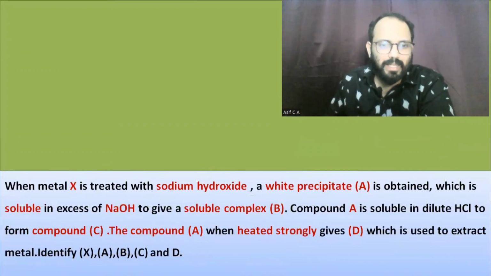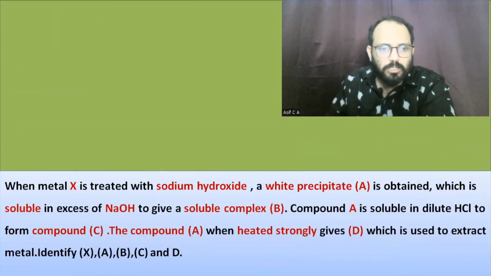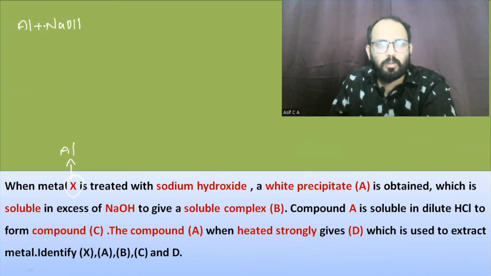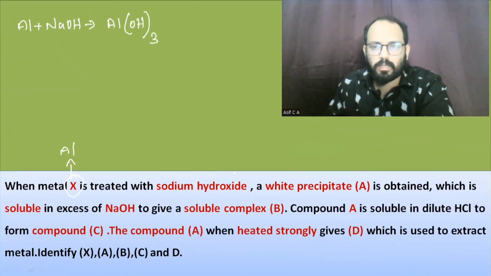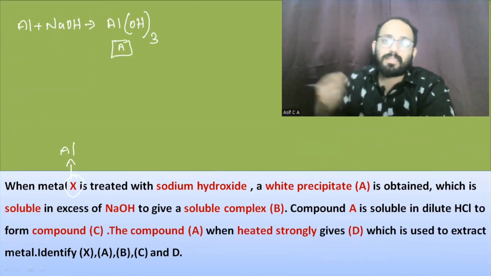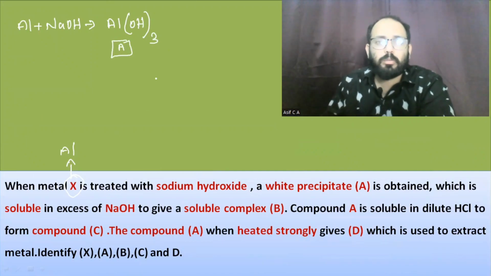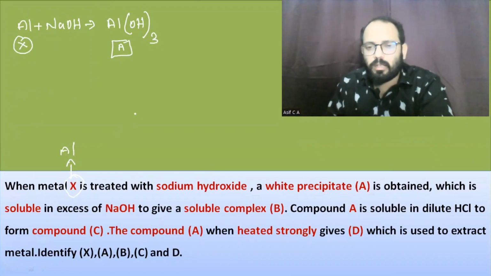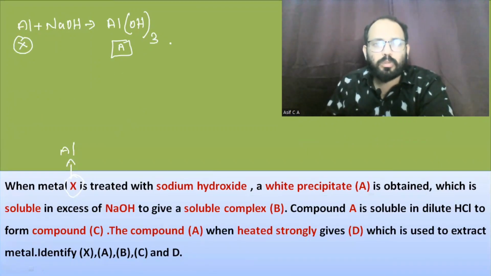Okay, so metal X is reacting with sodium hydroxide. So I got the idea. Who is X? X will be aluminum. Aluminum reacts with NaOH. What are you going to get? Aluminum hydroxide, Al(OH)3. It is a white precipitate, I would even say a white gelatinous precipitate. Aluminum hydroxide, that is A. So aluminum is X. Then A is soluble in dilute HCl.